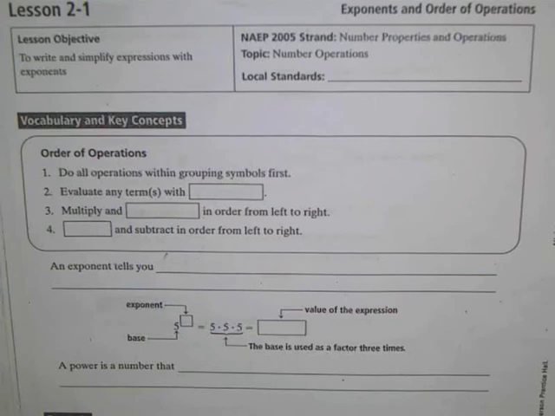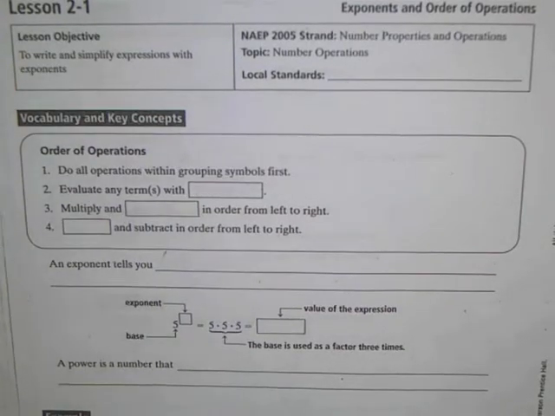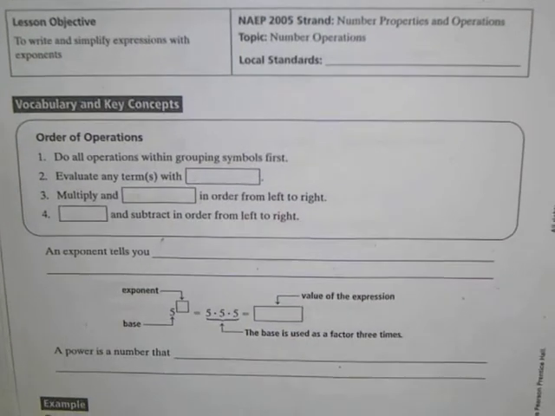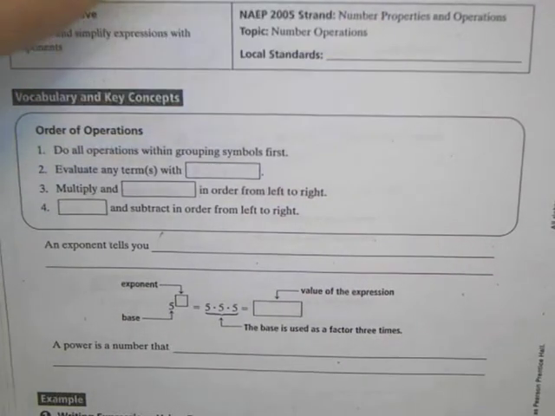This is Course 2, 4th period, Lesson 2-1. We want to write and simplify expressions with exponents. So we're going to put the exponents into our order of operations, which you've already studied some this year, and also you've studied previously as well.